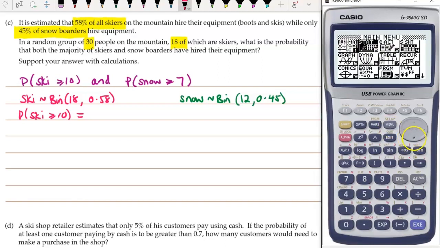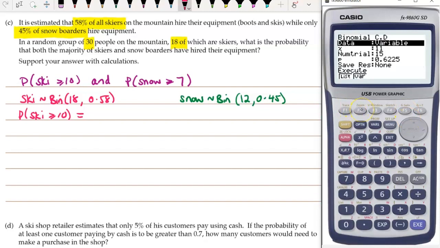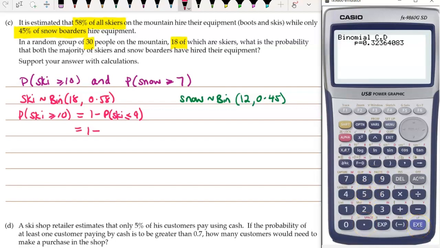We'll go to our binomial distribution. Okay, so binomial cumulative, if we're going greater than or equal to 10, then it's 1 minus the probability that it's less than or equal to 9. So we've got a 9 in here. The number of them was 18. The probability of success is 0.58. So 1 minus 0.3236 is 0.6764.